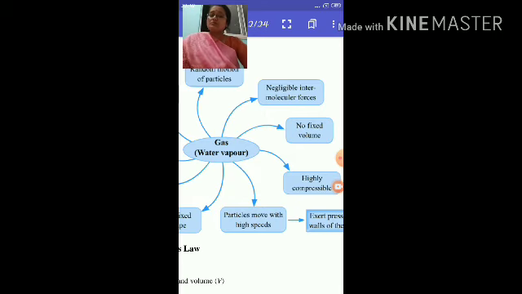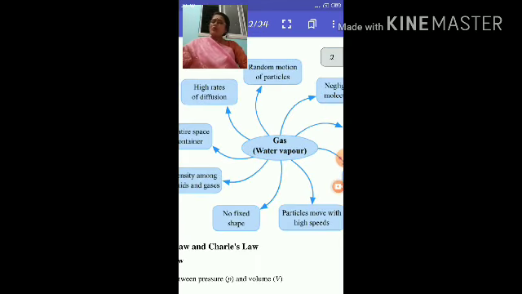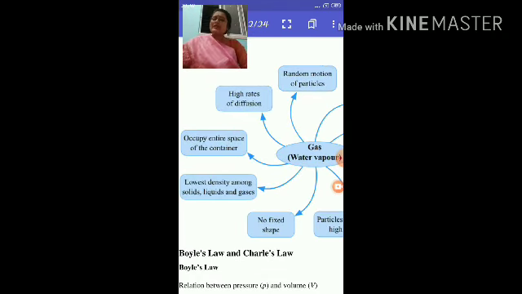They can move randomly throughout the container, so they must exert pressure on the walls of the container. Particles move with high speed in the surroundings. The air molecules which are moving, we can feel. They can move with very high speeds. No fixed shape. Lowest density among solids, liquids and gases.